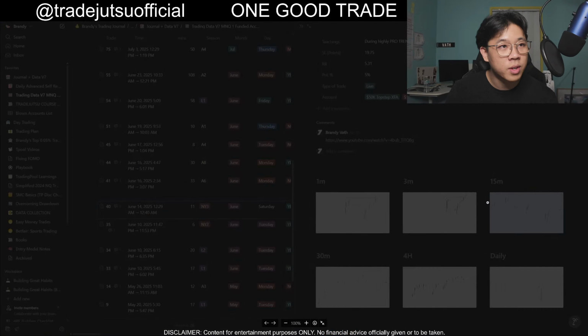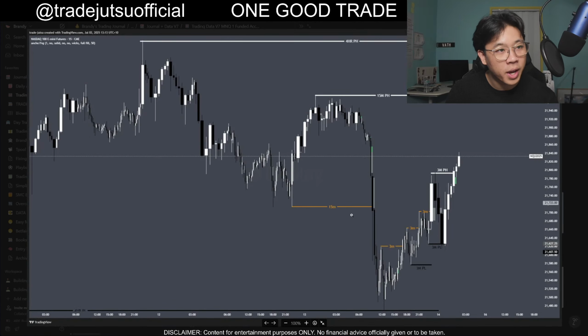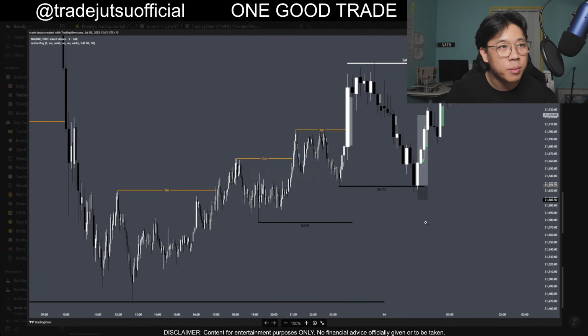But let's have a look at the 15 minute a bit closer. So as you can see, bang, came down, hit this 4 hour low, I guess, and it started making its way up to this 15 minute protected high. Let's have a look at my actual trade. It looks like there's a break of structure, created a protected low, and I just took a long from there. Wow, 5.31 risk to reward.